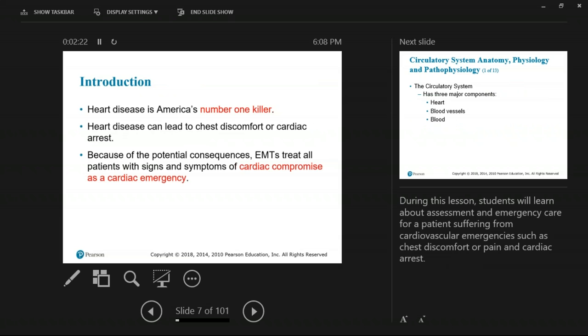So just remember, heart disease is in America still the number one killer. It still supersedes cancer. Heart disease leads to chest discomfort and cardiac arrest, whether it's chest discomfort from angina or from myocardial infarction, and we'll split those two and get more involved in understanding both of those. And what are the consequences of somebody having an MI or an angina attack? So when somebody's having chest pain like the description of Mr. Fry, we call it cardiac compromise, and the person has a cardiac emergency.